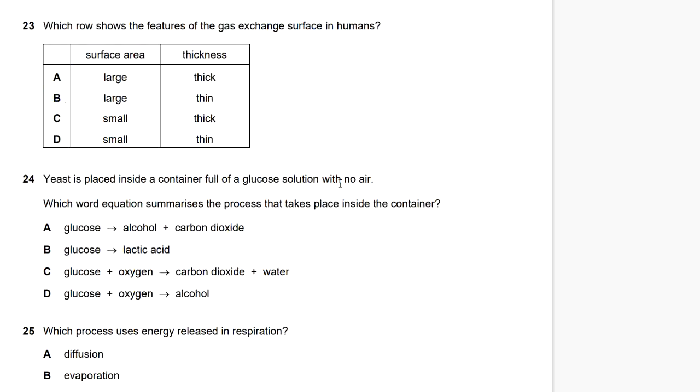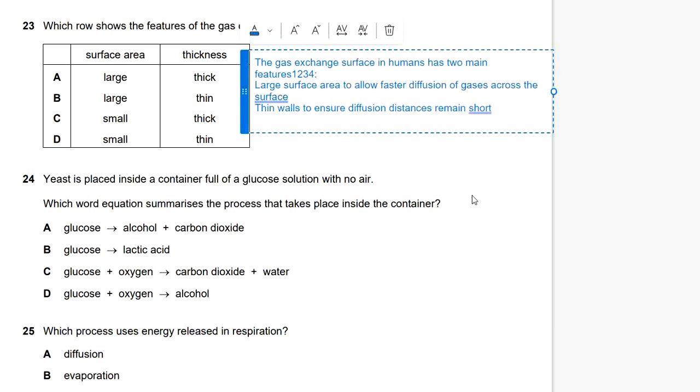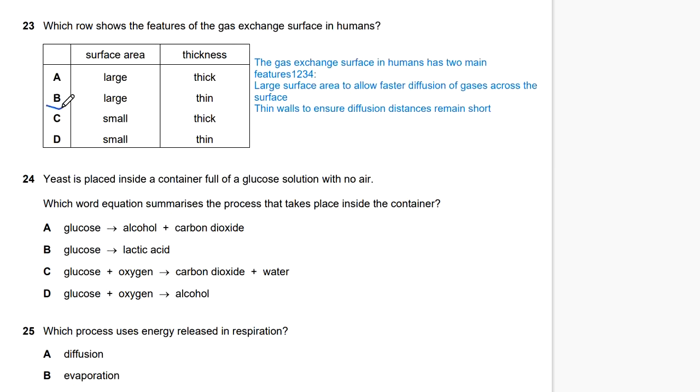Which row shows a feature of the gas exchange surface in humans? It says here it should have a large surface area to allow faster diffusion of gases across the surface and thin walls to ensure diffusion distances remain short. So the correct answer for this is letter B. So large surface area and thin walls.